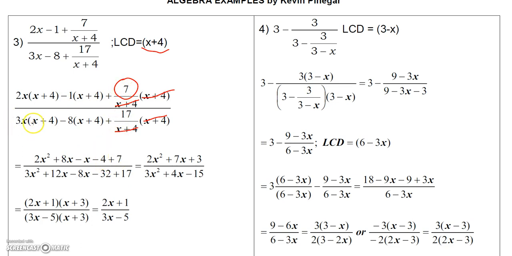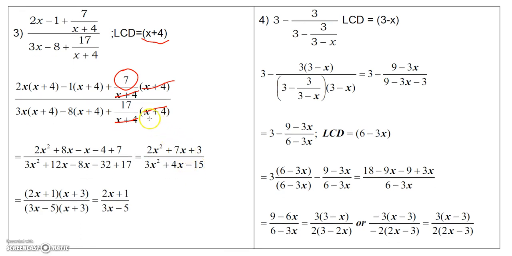And then here, 3x times x plus 4, 3x times x is 3x squared, 3x times 4 is 12x, minus 8 times x is minus 8x, minus 8 times 4 is minus 32, and then bring down the plus 17. Now, combining like terms, we know that 8x minus x is 7x, and we know that minus 4 plus 7 is 3, so this would equal 2x squared plus 7x plus 3. Do the same thing on the bottom. We know that 12x minus 8x is 4x, and minus 32 plus 17 is minus 15. So this is going to be 3x squared plus 4x minus 15.